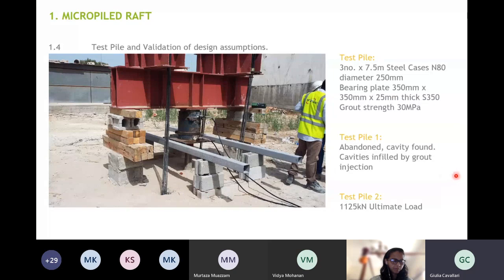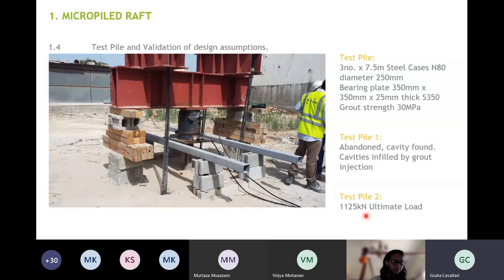The first test pile that we have done actually had to be abandoned because cavities were found in the soil, so the results could not be considered reliable, and the cavities had to be injected with grout. So we had to move the test pile to a different location and redo the test again. The test showed that the pile could have an ultimate load of about 1,000 kilonewton, and we were satisfied with this result because it was in line with our original design assumptions.